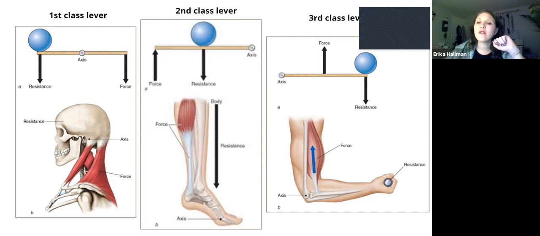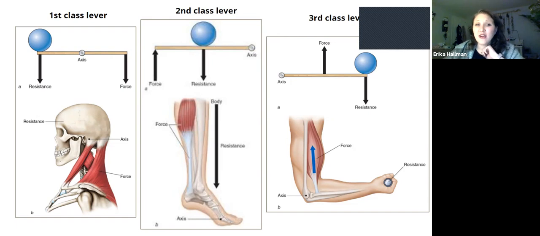And then the third class lever, the best example of that is our biceps. So we have our fulcrum or our axis right there on our elbow, on our lower humerus. We have the upward force of our biceps brachii, and then of course the resistance or the load is going to be whatever you're trying to lift when you contract that muscle. Each of these is going to have different advantages in our body. Second and third class levers are best when we need to lift things. First class levers are really good when we need to balance things.